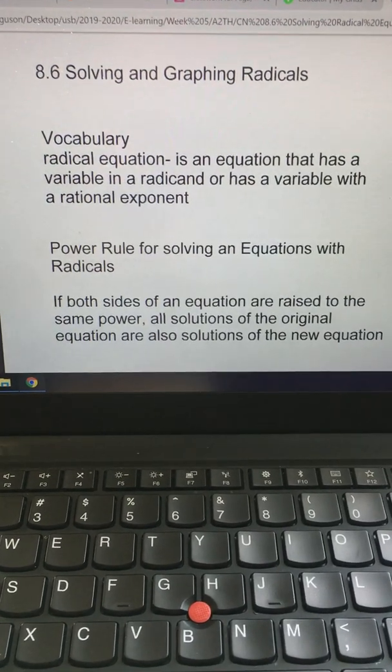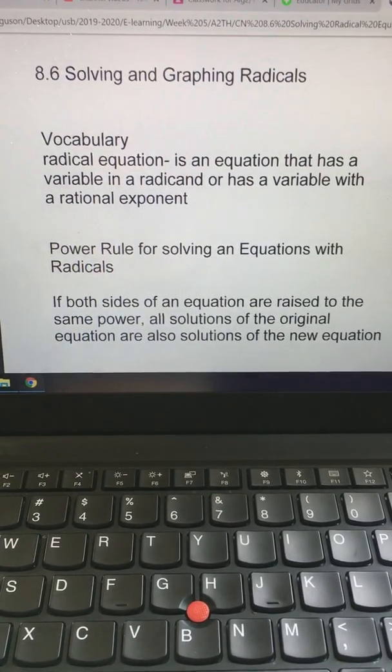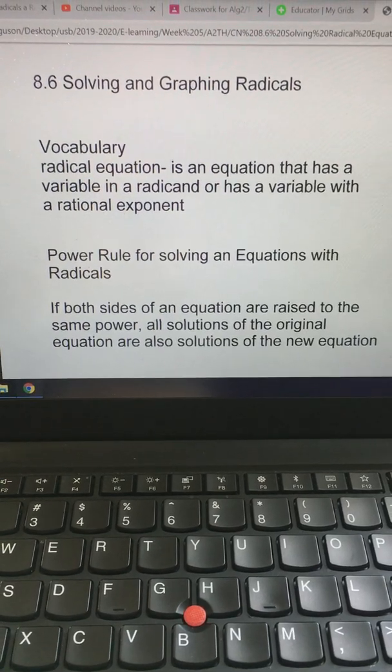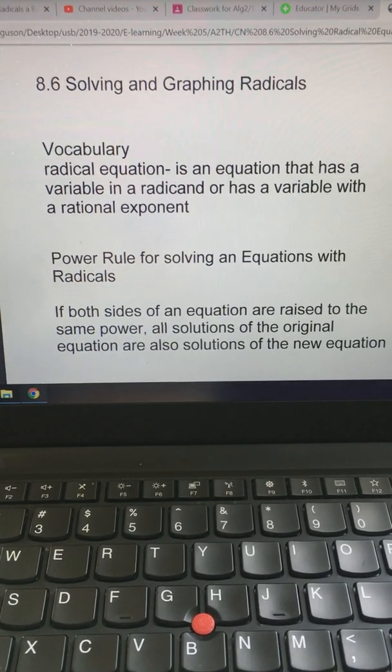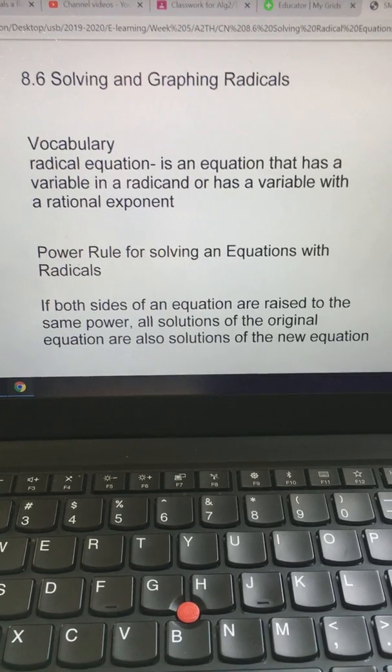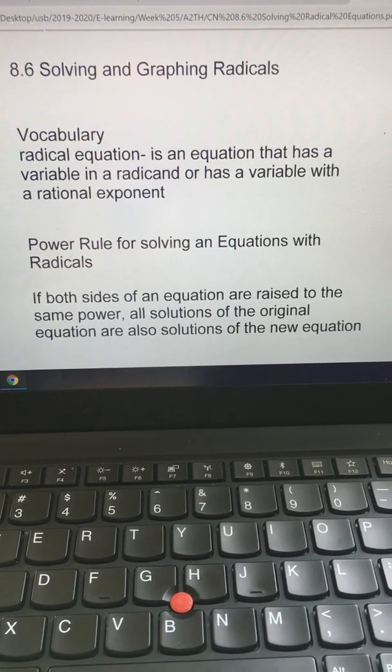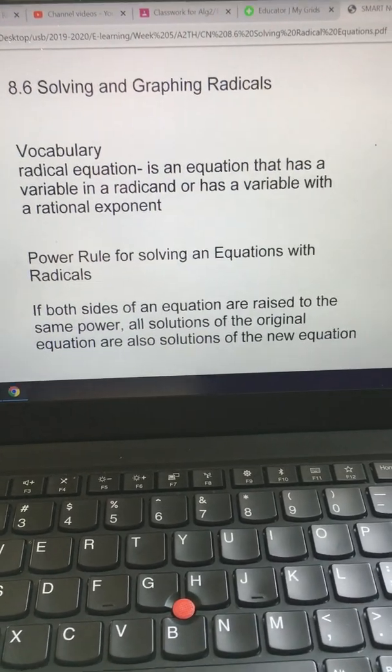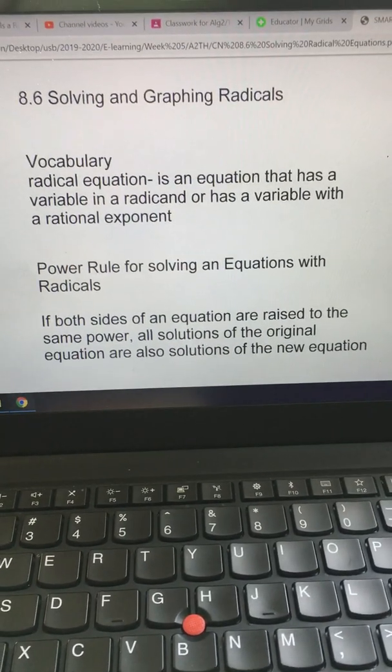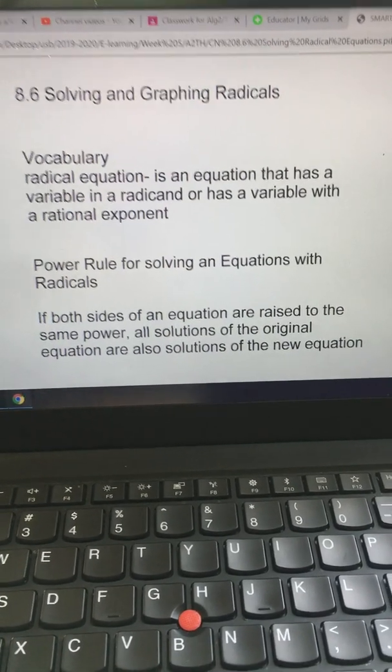Hi everyone, we're going to take class notes on 8-6, which says solving and graphing, but all we're going to do here is solve radical equations, and today is April 21st. What's a radical equation? It's an equation that has a variable in the root part of your problem. So as part of the radicand, you see a variable.